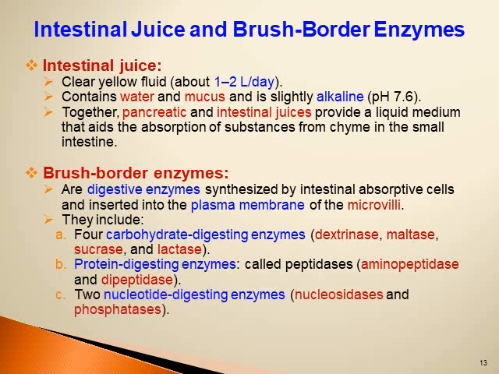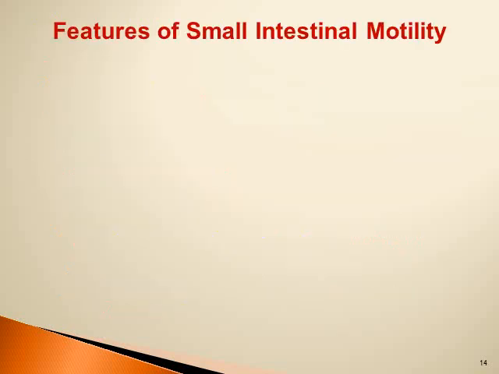There are also 2 nucleotide digesting enzymes. These are nucleosidases and phosphatases. What are the features of the small intestinal motility? We have 2 different patterns, and it depends whether we are talking about the motility pattern during the fed state or during the meal, or the motility pattern during the interdigestive period or between meals.